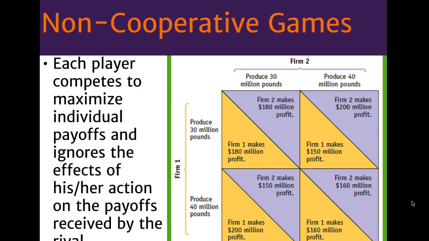Each row corresponds to an action by one player. Each column corresponds to an action by the other. For simplicity, let's assume that each firm can pick only one of two alternatives: either produce 30 million pounds of lysine or produce 40 million pounds of lysine. The matrix contains 4 boxes.